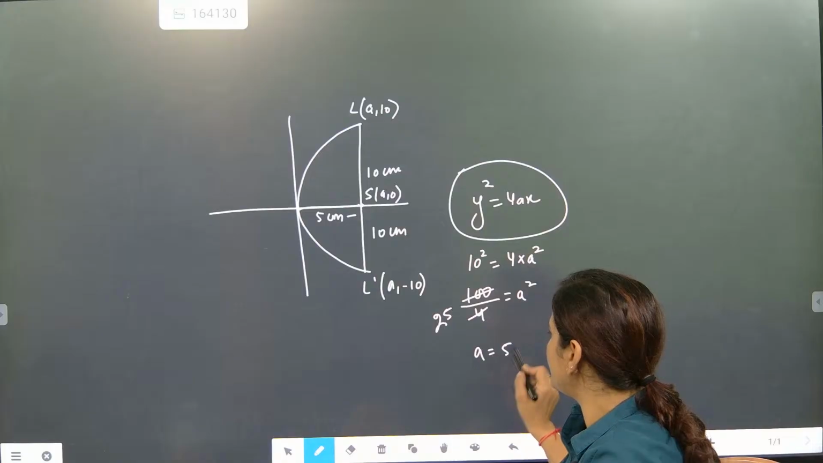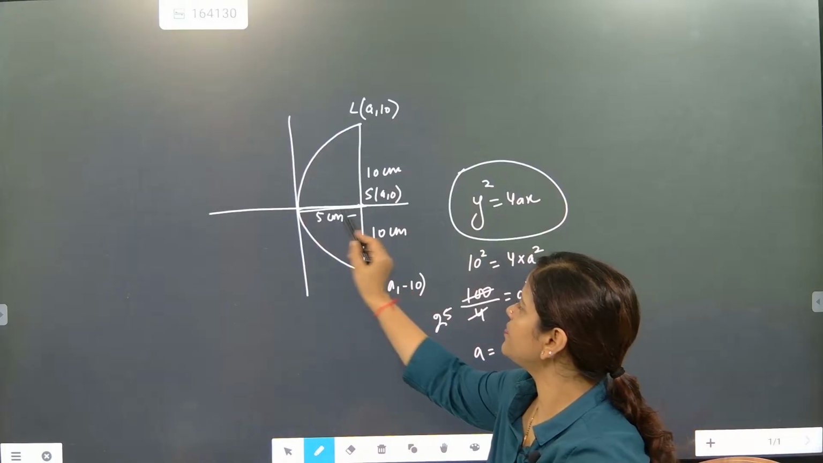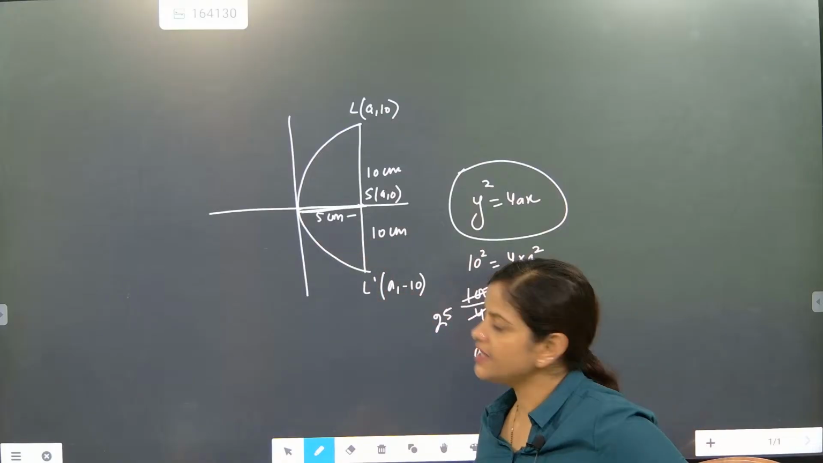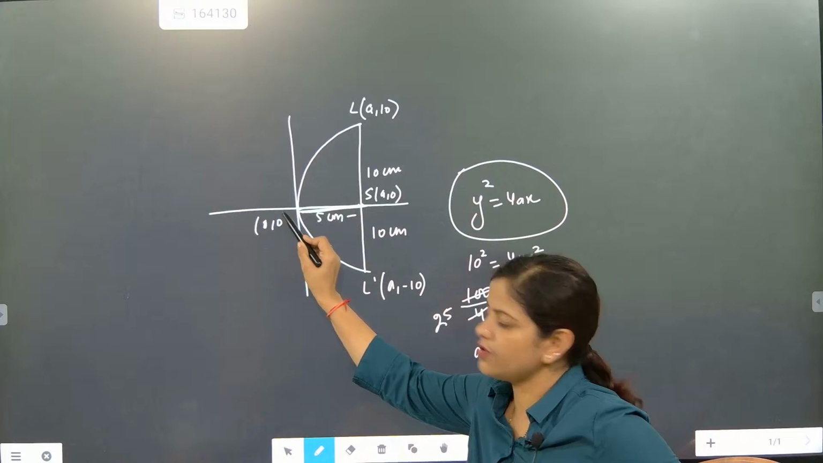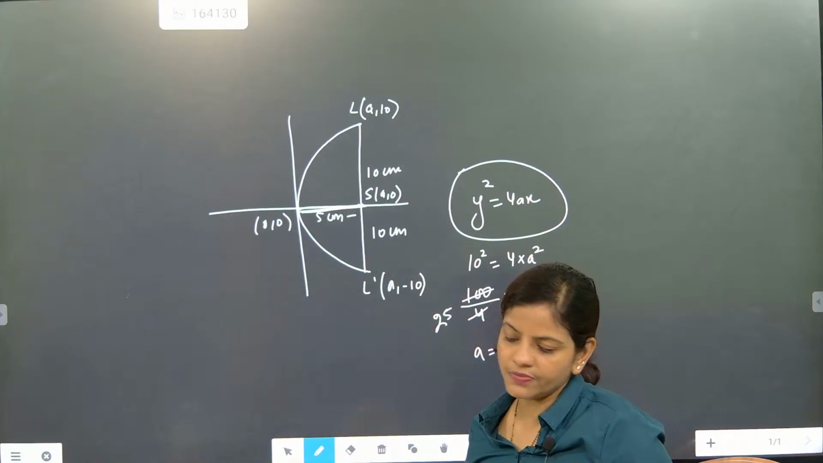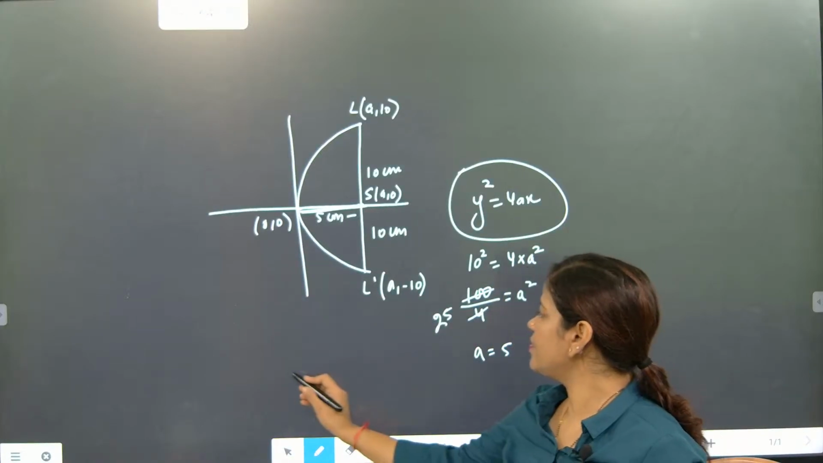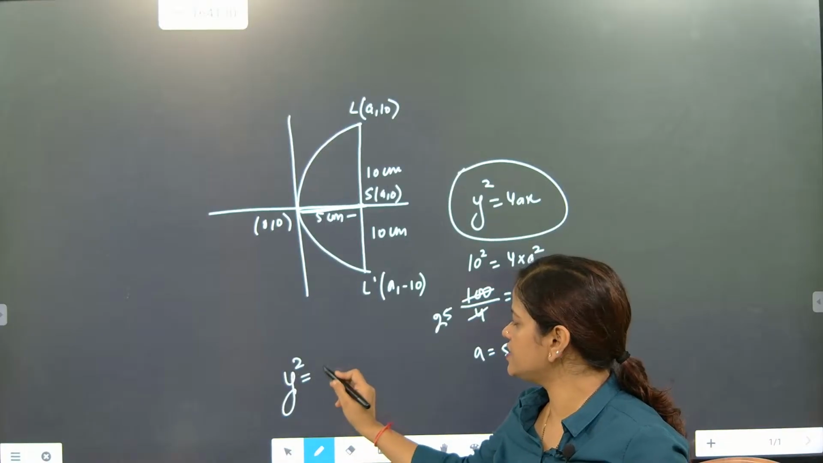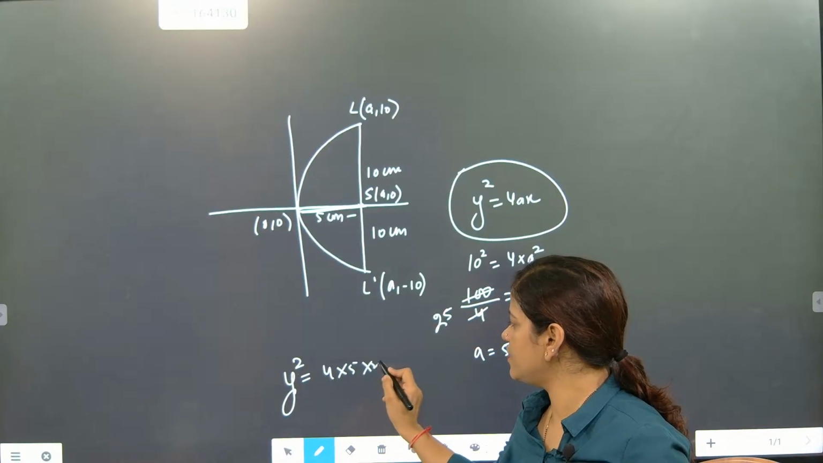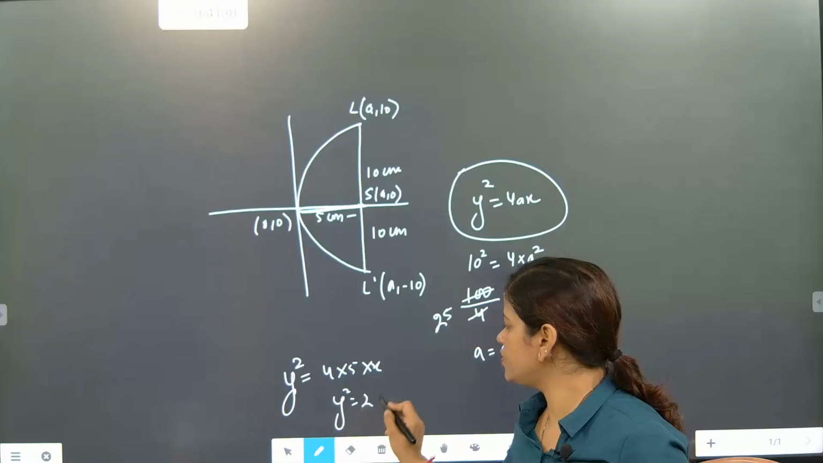So a will be coming as 5. So definitely the depth is coming as 5 centimeter and that means this will become the vertex point also. Understood? This will become the vertex point also. So what will be the equation of the parabola? y square is equal to 4 into 5 into x. So y square is equal to 20x.